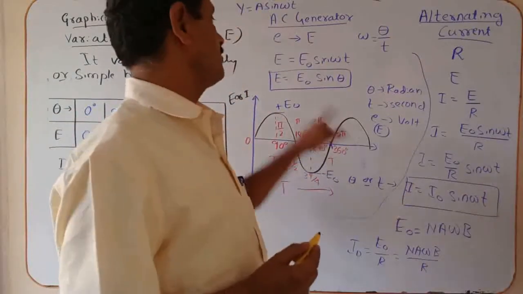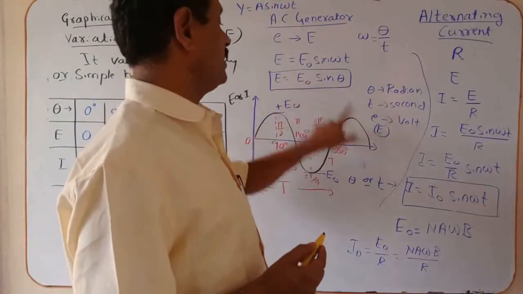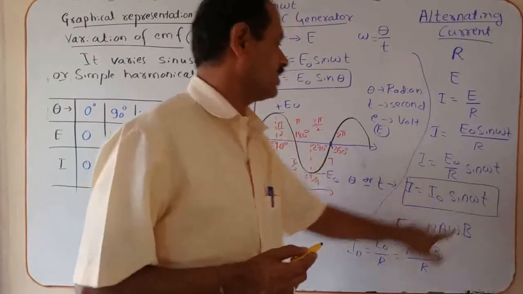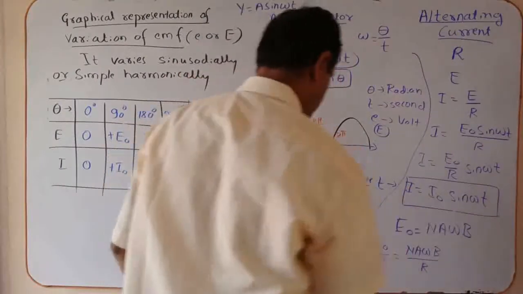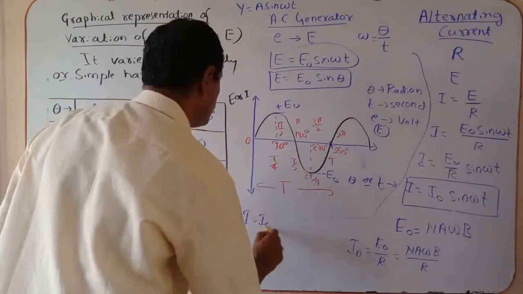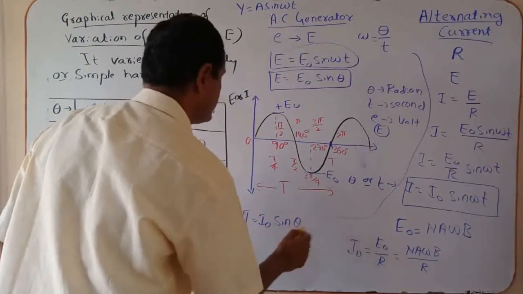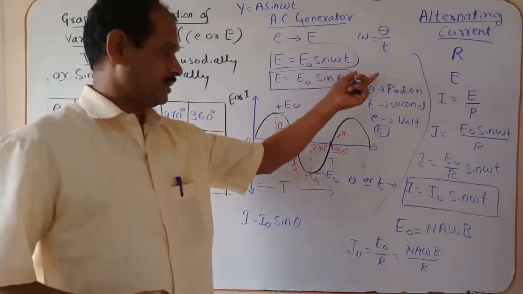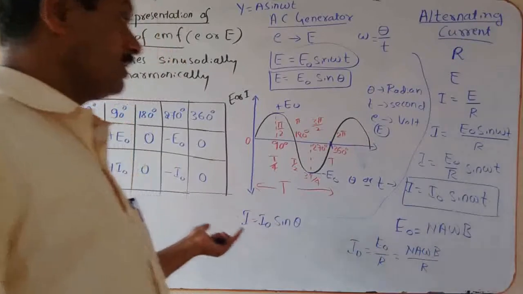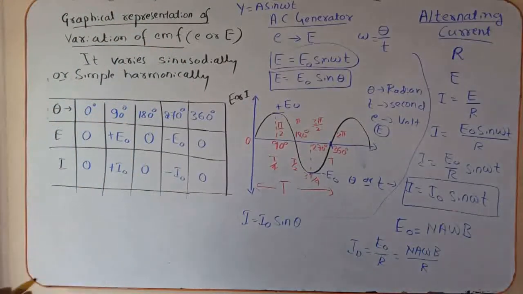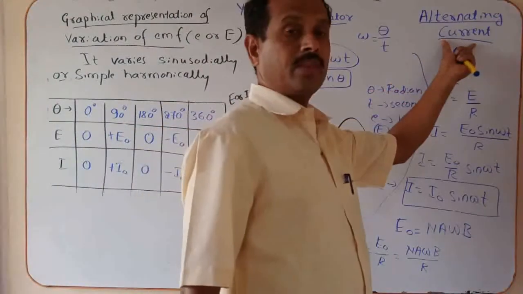Observe this expression, E is equal to E naught sin theta. Here I is equal to I naught sin omega t or sin theta. This is the expression you want to write here: I is equal to I naught sin theta. What is theta here? Omega t. Both EMF and current vary sinusoidally or simple harmonically. Now what is alternating current?